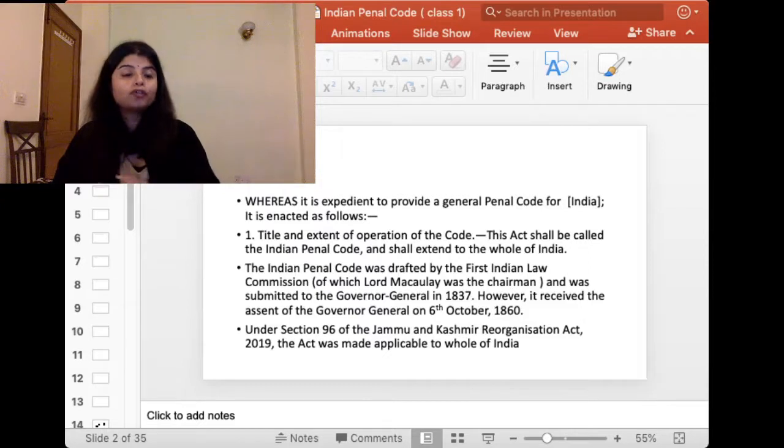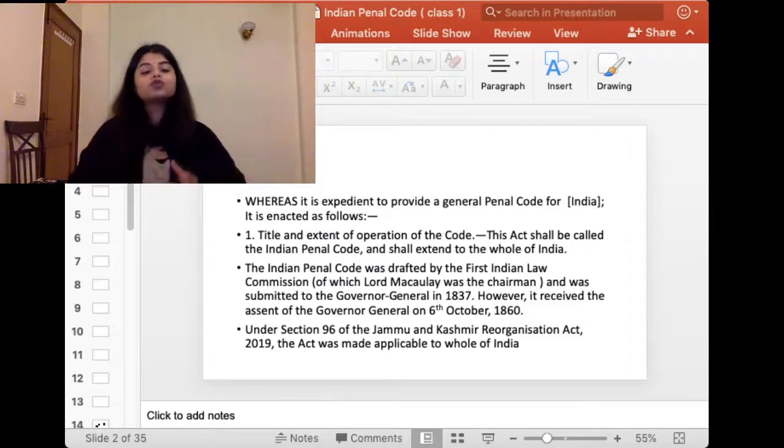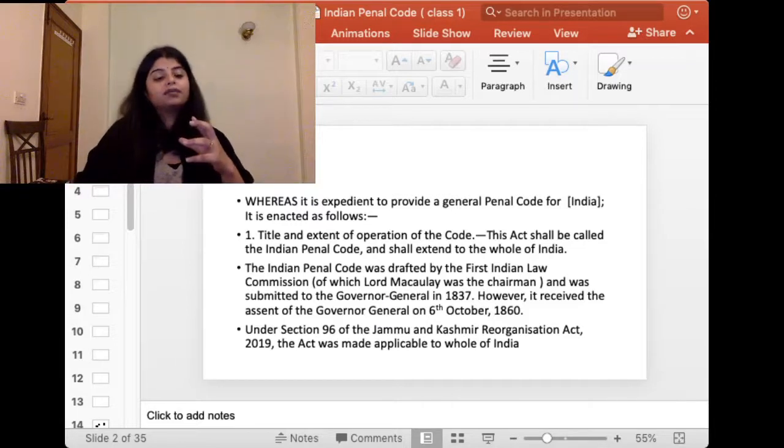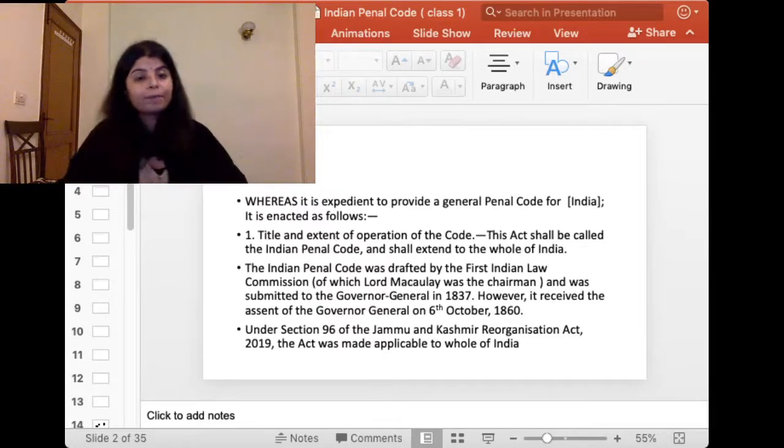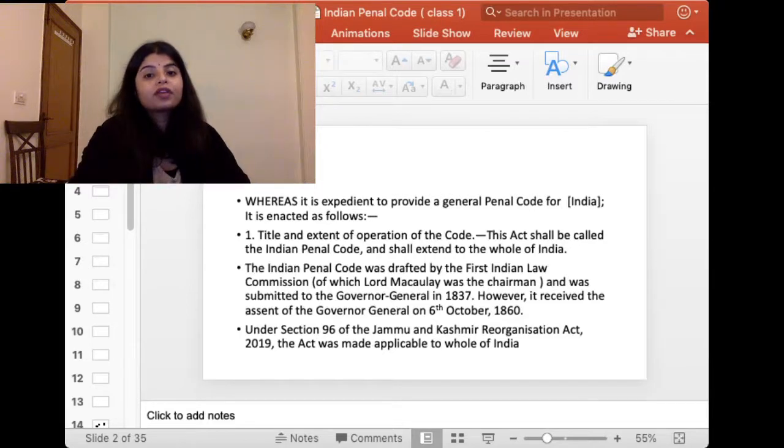to whole of India. Now before 2019, this was not applicable in Jammu and Kashmir. But under Section 96 of Jammu and Kashmir Reorganization Act 2019, the Act was made applicable to whole of India. So now it applies to whole of the country. So this is the preamble.